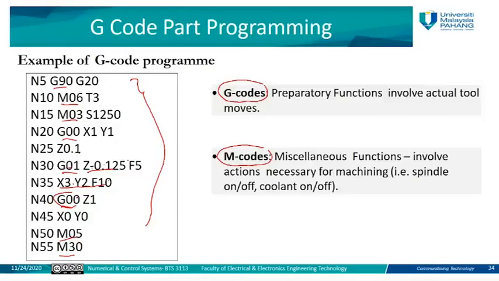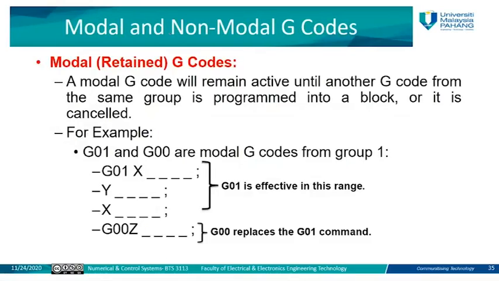Yes. Okay. So that type of modal and non-modal code, and what we mean by modal and non-modal is how far the impact or the effect of this code will extend. Is G01 only applicable for this line, or will this G01 be for this line, the second line, the third line? How do we know this? The modal G code here remains active until another G code from the same group is programmed into the block.